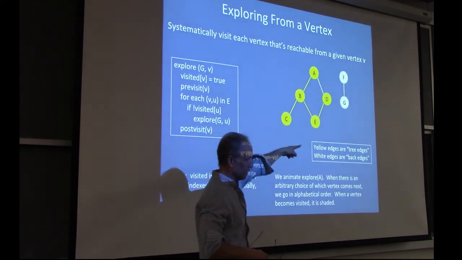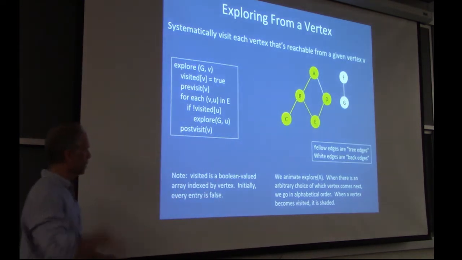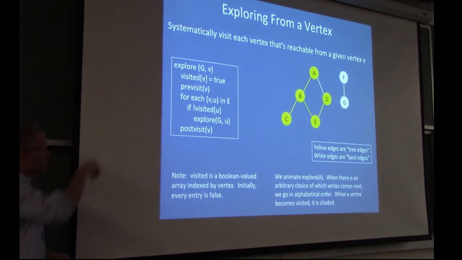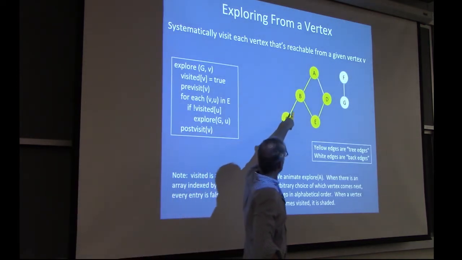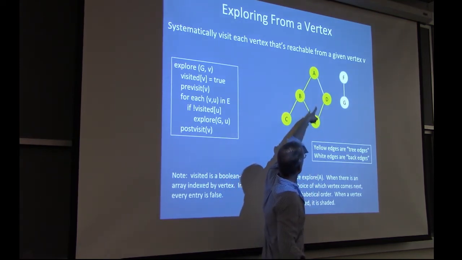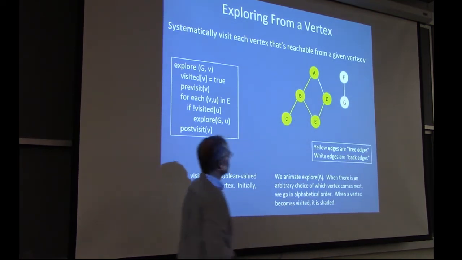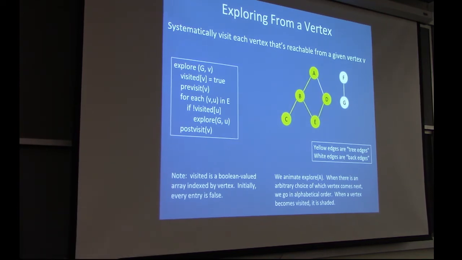It's going to try visiting D, but that's already visited. So we get a recursive call for each vertex. Now we're all done. The edges that we actually followed are colored yellow, and they're called tree edges. And the white edge there is called a back edge. We didn't use it. It's an edge, but we didn't use it. So that's what explore does. And explore is fundamental to the next few algorithms we're going to look at.